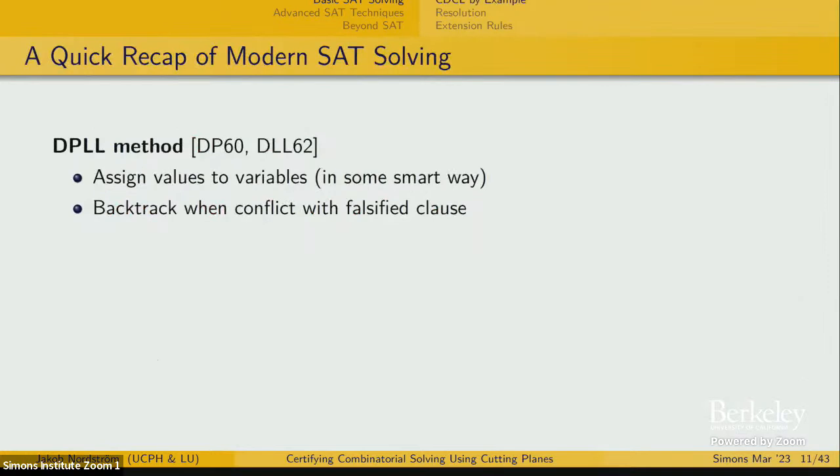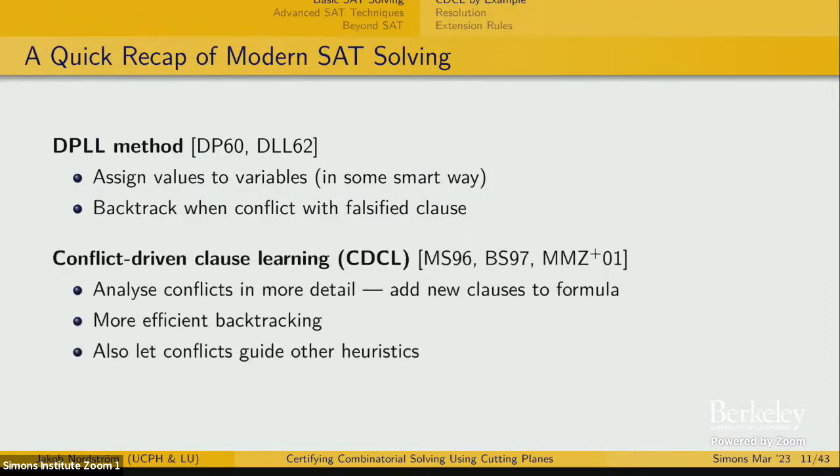So what do we do? Well, there's the DPLL method from the 60s, which is basically just an intelligent form of backtracking. And then what has driven the revolution in SAT solving is conflict-driven clause learning, where when you want to backtrack, not only do you backtrack, but you compute a new clause that is implied by your formula. You add it, and it will cut off parts of the search space going forward. And you also use the conflict analysis to guide a lot of other heuristics.